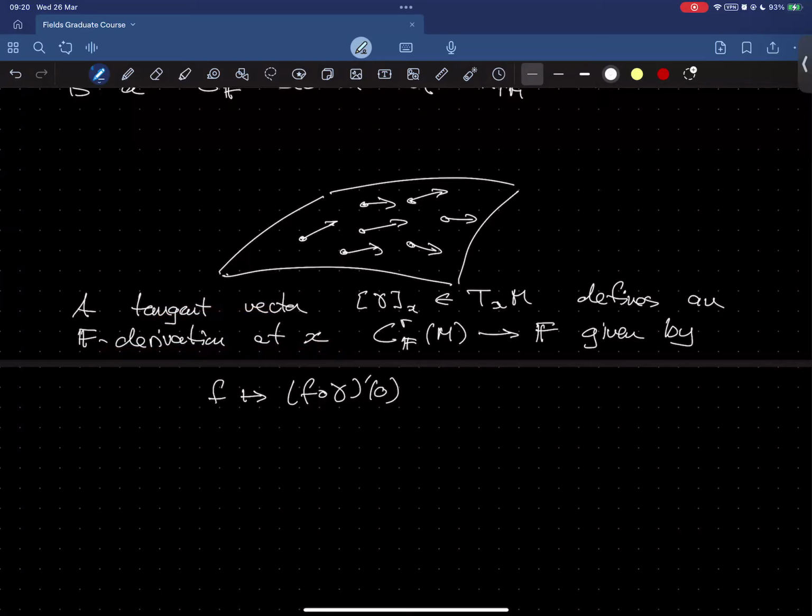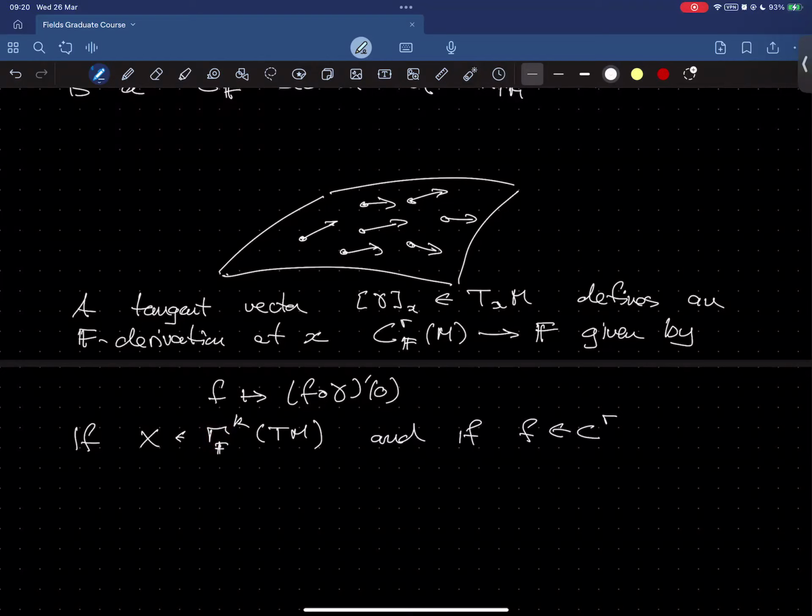And so vector fields are derivations on the algebra of functions. So if X is a vector field, this is our notation for sections of a vector bundle, this symbol gamma. So this is a C^k vector field, and if f is, let's say, a C^r function.